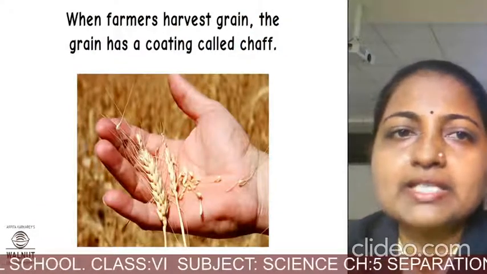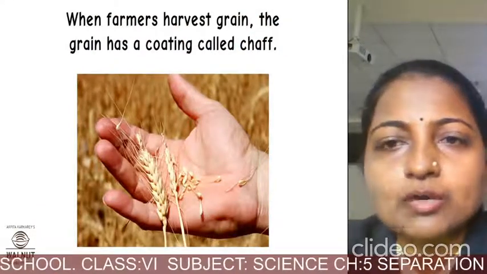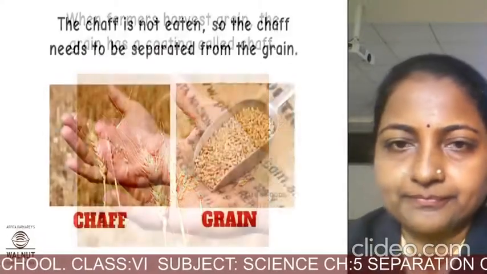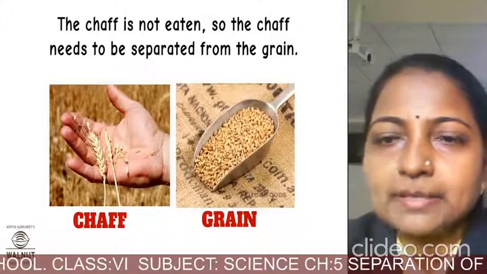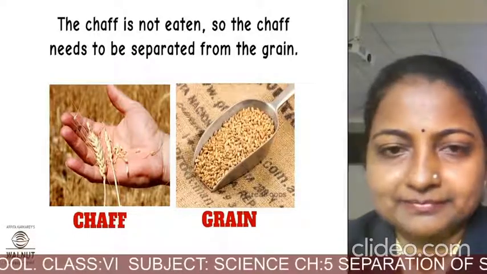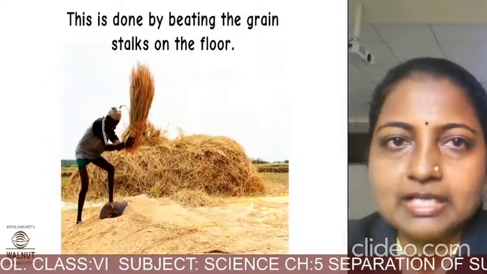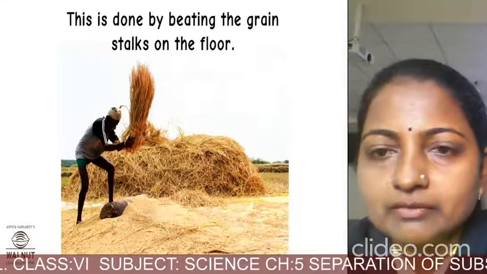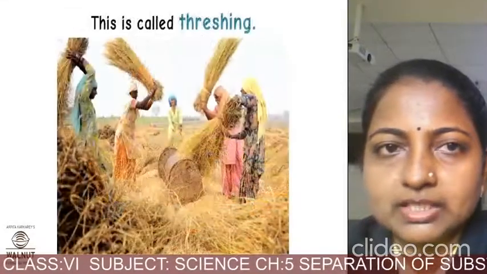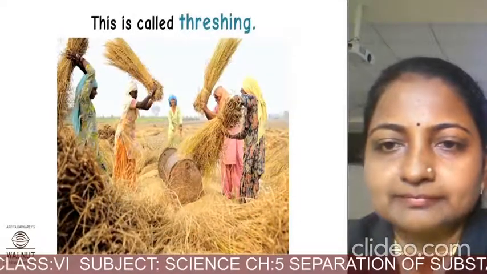When farmers harvest grain, the grain has a coating called chaff. The chaff is not eaten, so the chaff needs to be separated from the grains. This is done by beating the grain stalks on the floor. This is called threshing.